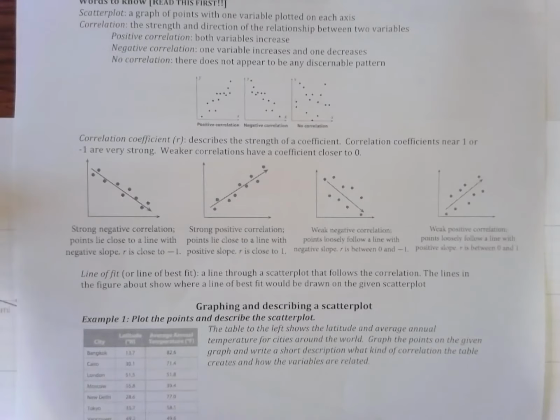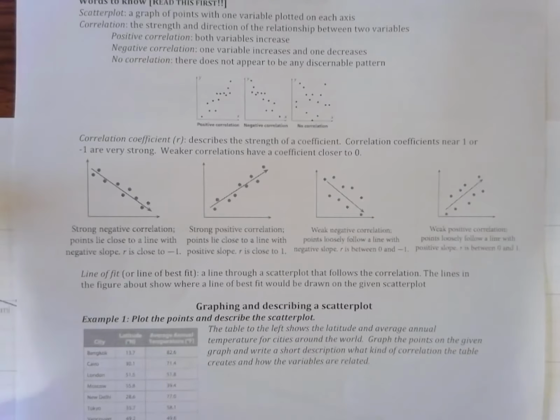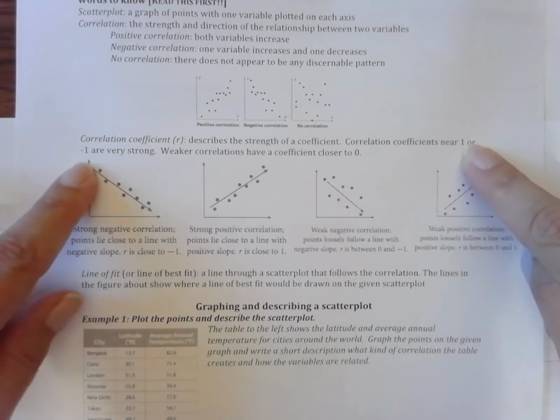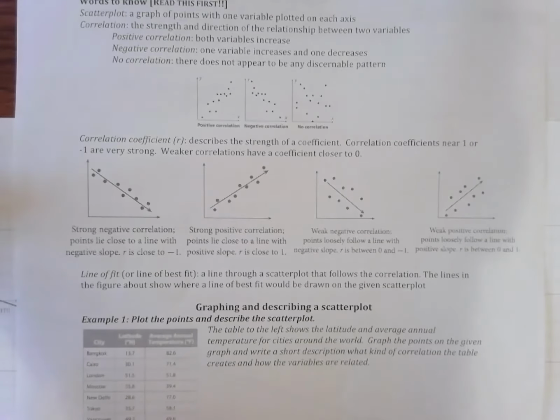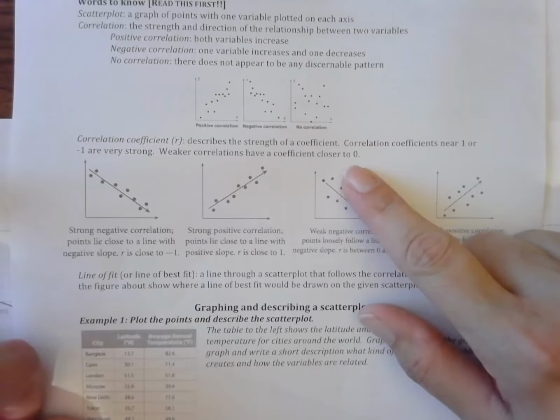To write the functions of these, we'll be using the correlation coefficient, which is represented by the letter R. And that's simply a number that describes how strong that relationship is. So a correlation coefficient that's really close to +1 or really close to -1 is a very strong relationship. And the weaker the correlation is, the closer to 0 that correlation coefficient will be.